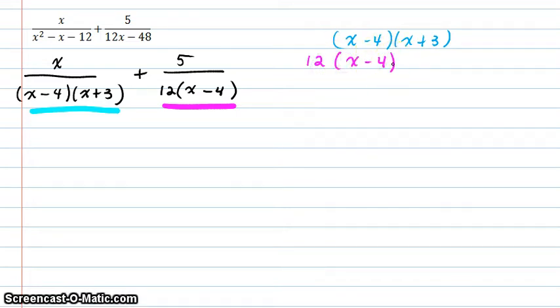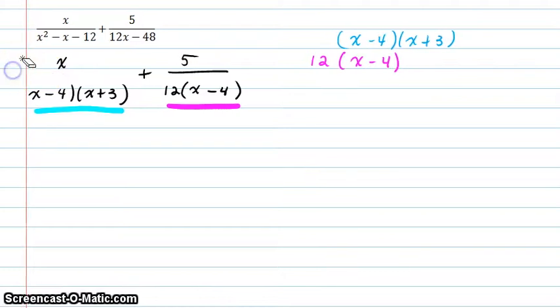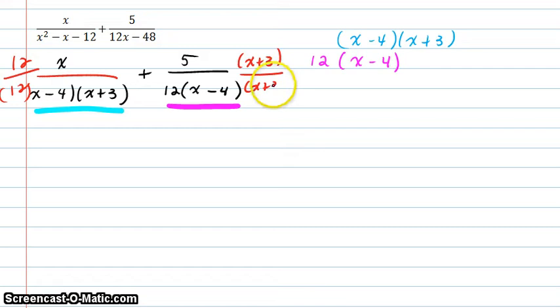Let's see, my blue denominator is missing a 12, so I'm going to multiply the top and the bottom by 12. I think I went off the screen there. Let's make sure I multiply my numerator and my denominator by 12. And then my pink denominator is missing the x plus 3 right here, so I'm going to multiply that by x plus 3 on the top and x plus 3 on the bottom.